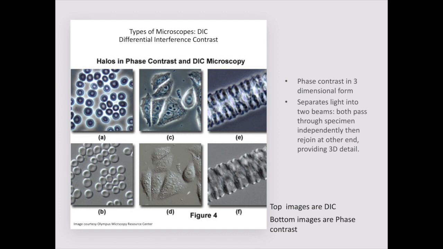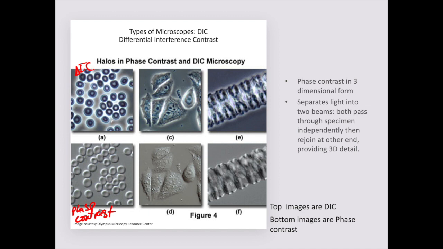So to compare, at the top, letter A here, the top images were made using DIC, right? So these are all DIC, and down here at the bottom is phase contrast. I like this image because it gives you an idea of when you should use one or the other. Just because something gives you a three-dimensional effect or might provide more detail doesn't necessarily always mean that's the microscope you want to use.